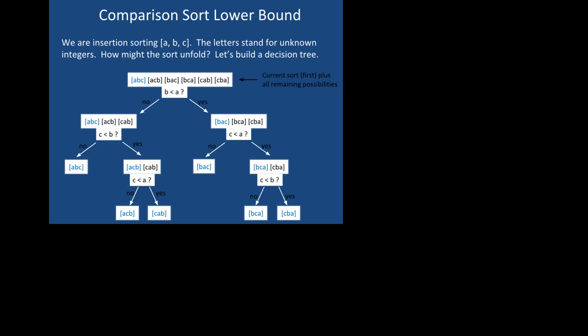So each branch corresponds to a particular sequence of comparisons insertion sort may do in a given circumstance. And which branch we go down depends on how the elements are initially ordered. What if A, B, and C are actually 1, 2, and 3? Which branch do we go down?